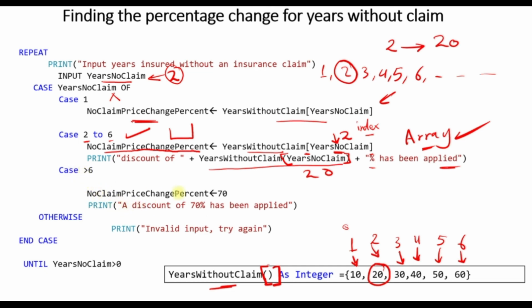If it's greater than 6, so the value of the no claim price will be 70, and this is the highest price. Even if we are having 6, 7, 8, 10 years without claim, it will not exceed 70. Otherwise, print invalid input, try again. This is also error message for the user, clear error message. Okay, and also we will keep repeating this until years no claim is greater than 0. Okay, if it's not greater than 0, if it's less than 0, it will keep repeating.